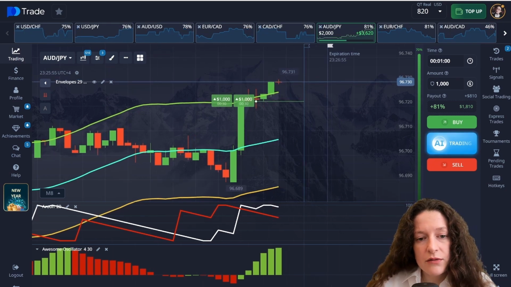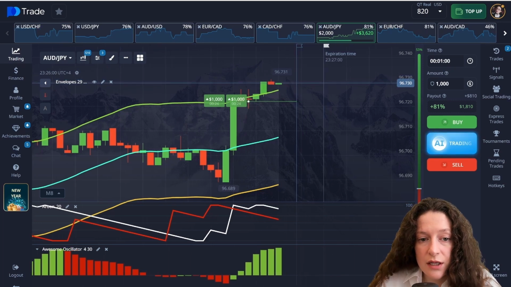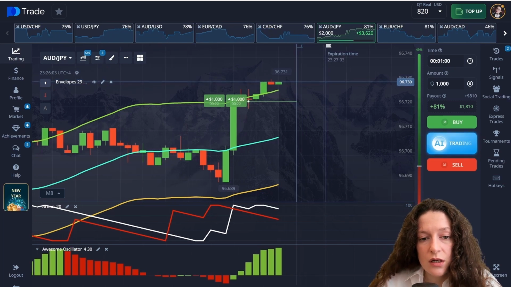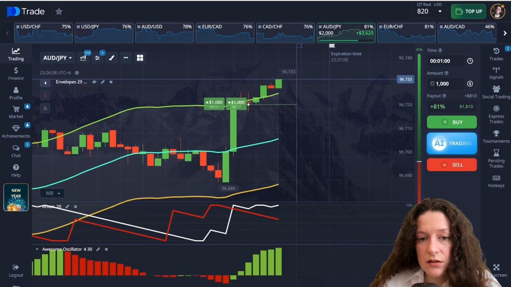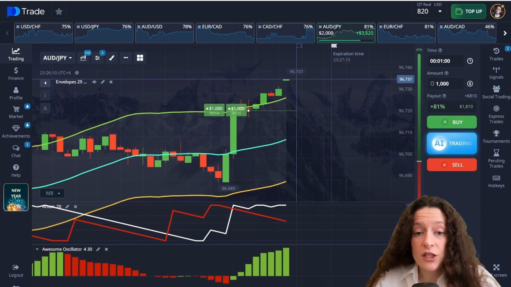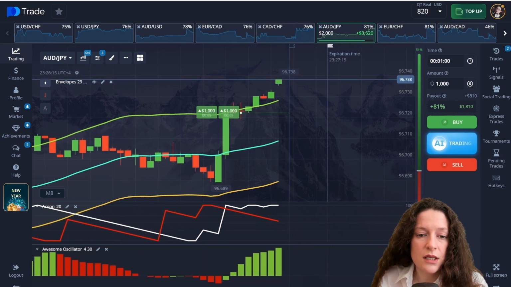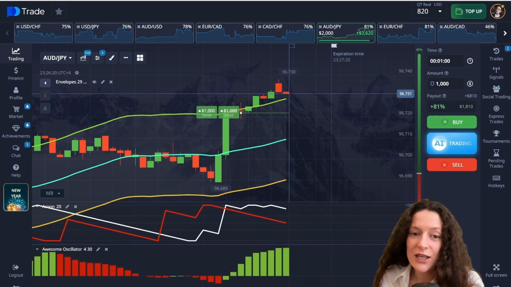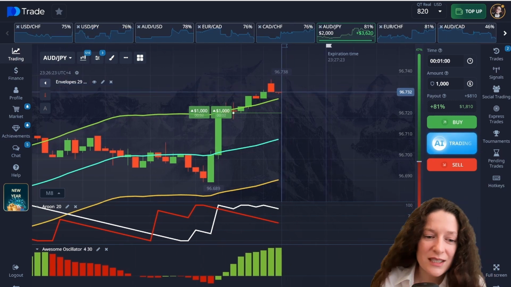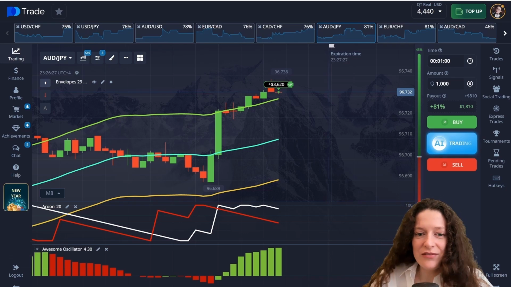I also observe the red and white lines of the Aroon indicator, which, in combination with the signal of the Awesome Oscillator indicator, should intersect. The combination of these two indicators is a strong signal. I think everything is going so perfectly. Good. The first win has been fixed.